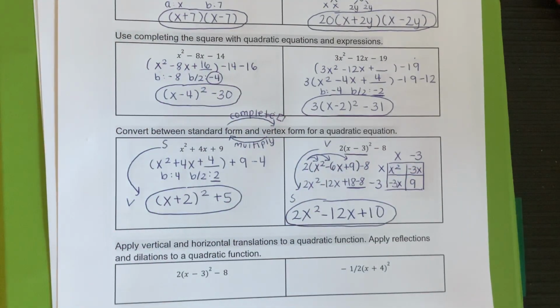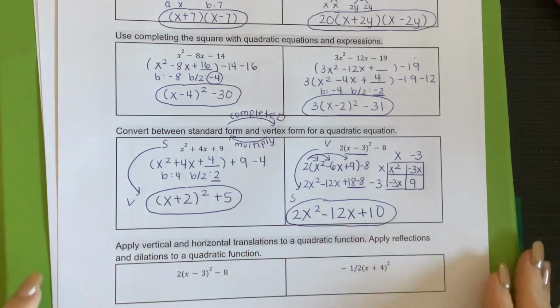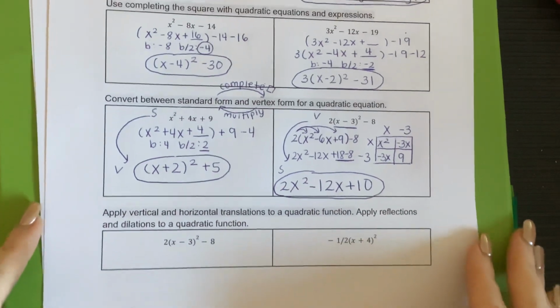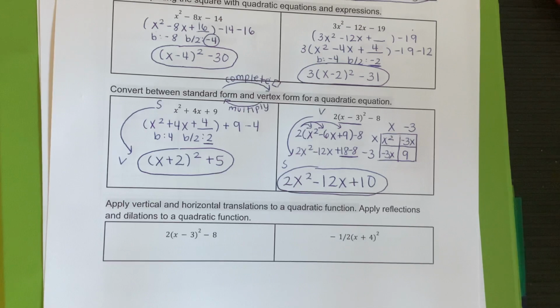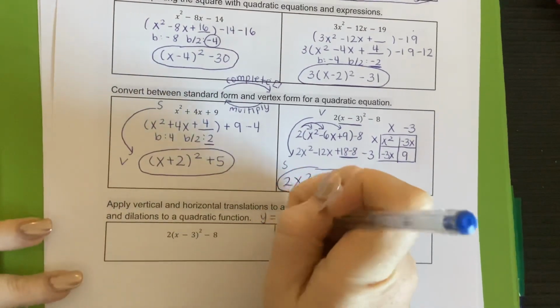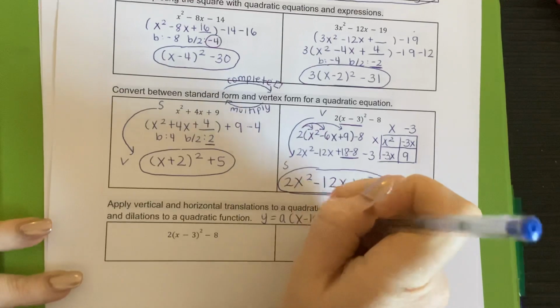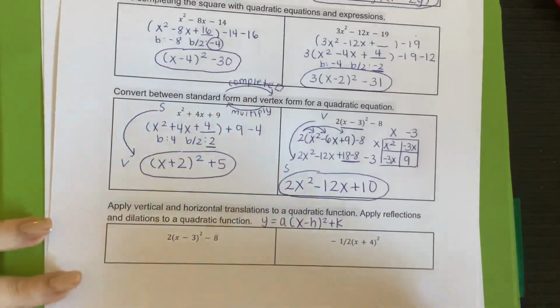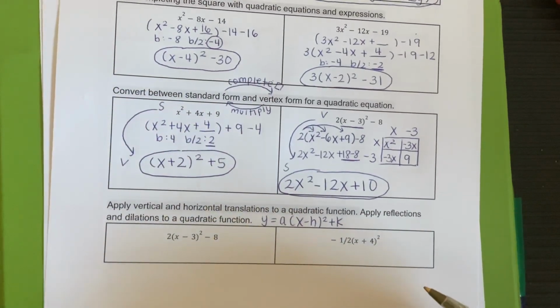All right, last one we're going to do in this video is just understanding what all the transformations are that can happen. I don't know if you'd be asked to graph them or label them or write an equation based on them, but you need to know that when you're in vertex form, y equals a times (x minus h) squared plus k, your a value is going to do reflections and stretches and compressions.